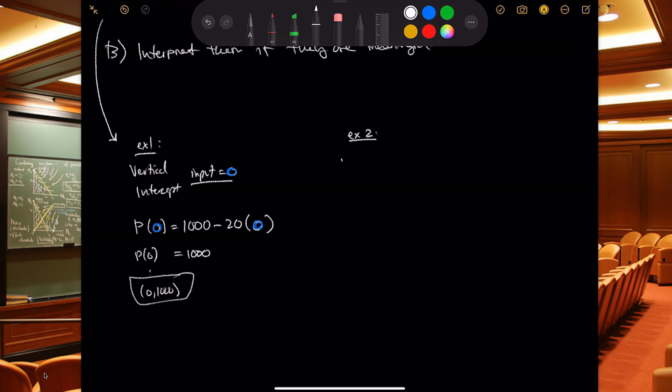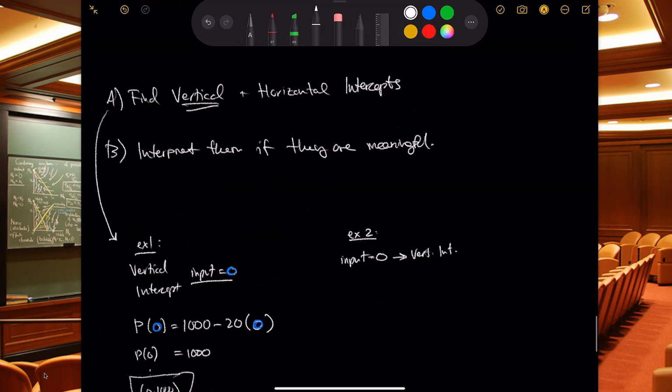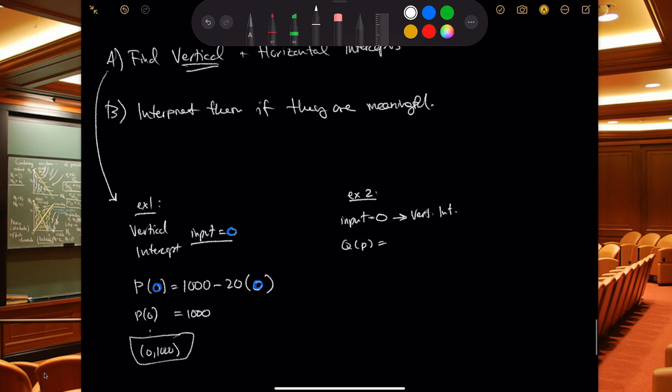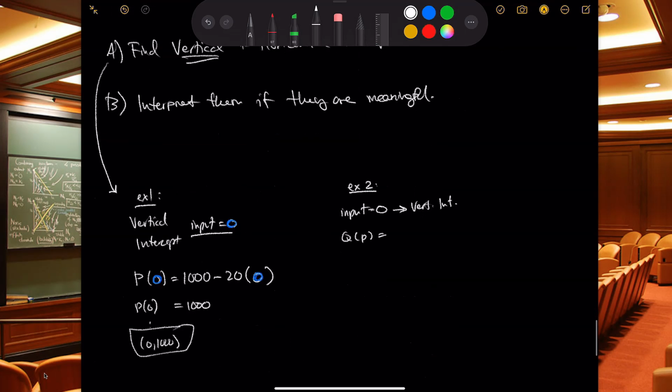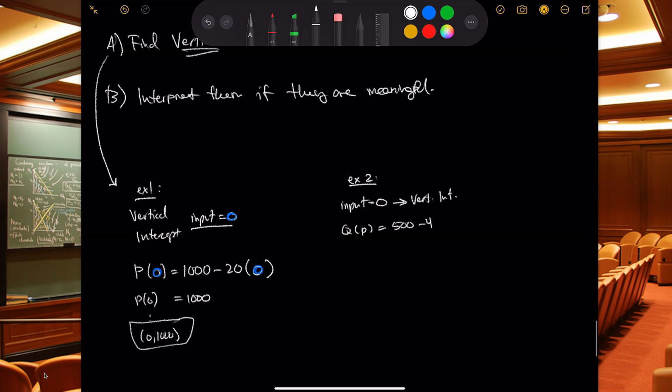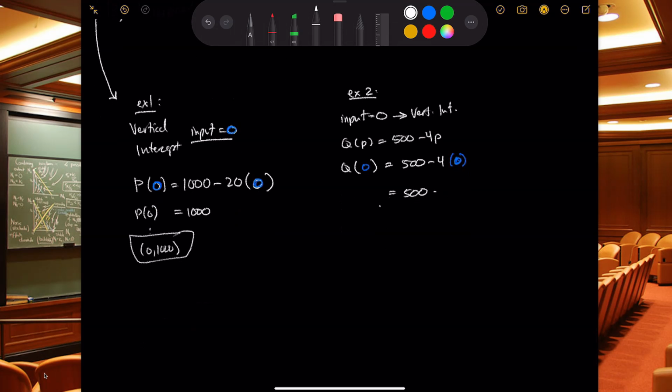For example 2, again, input equals 0 is going to give me my vertical intercept. And my function was Q of P equals 500 minus 4P. So then Q of 0, when the input is 0, that gives me 500 minus 4 times 0, which will leave me with 500. So then that tells us that the vertical intercept is 0, 500.